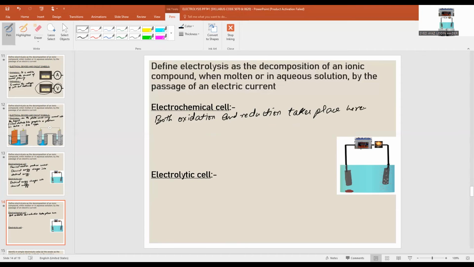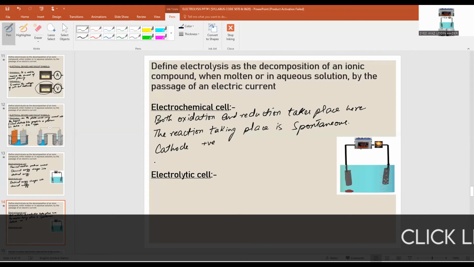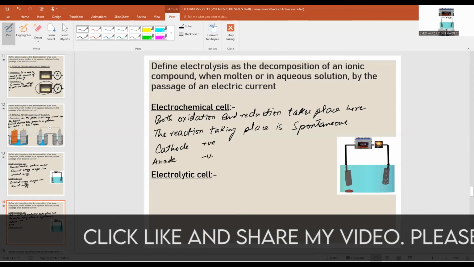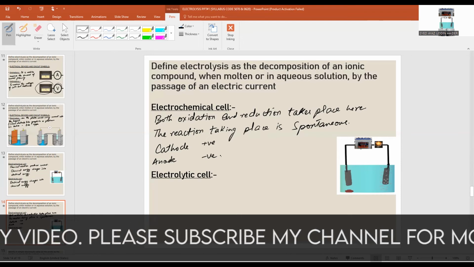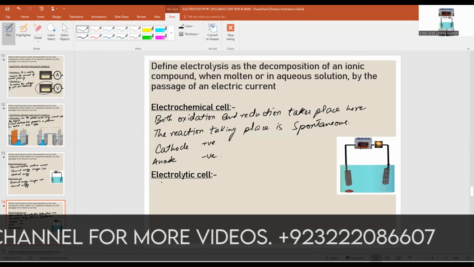In an electrochemical cell, the reaction occurs spontaneously at the electrodes, and here the cathode is positive and anode is negative. The reaction taking place is spontaneous. What else? We have a cathode positive, anode negative.